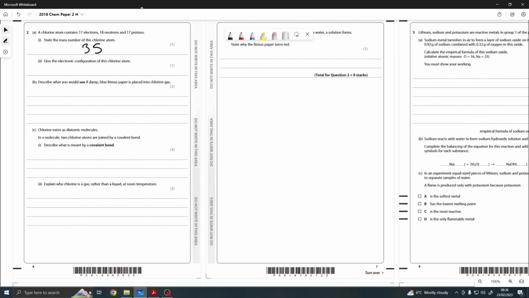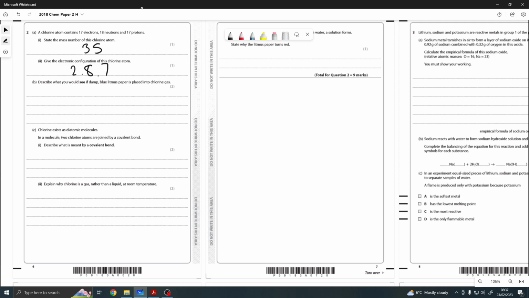Right, what is the electronic configuration of this chlorine atom? So we've got 17 electrons, let's work through this. We've got 2 in the first shell, leaving us with 15. We've got 8 in the second shell, leaving us with 7, and then 7 in the final shell. That is the electronic configuration. Please note they don't want the big old diagram. If they did, they would have given you more space.